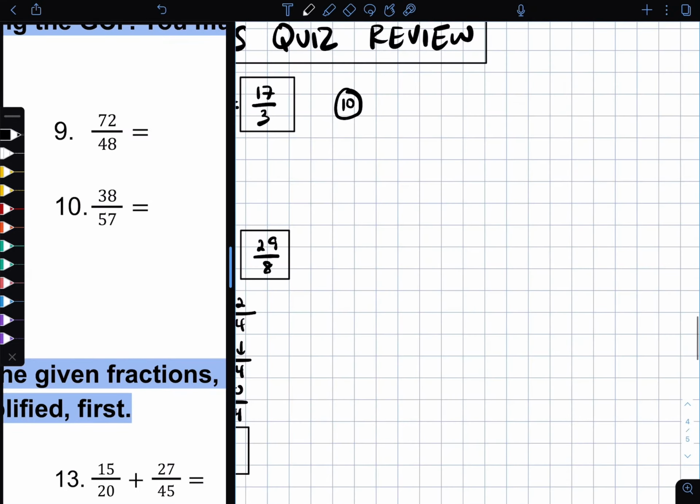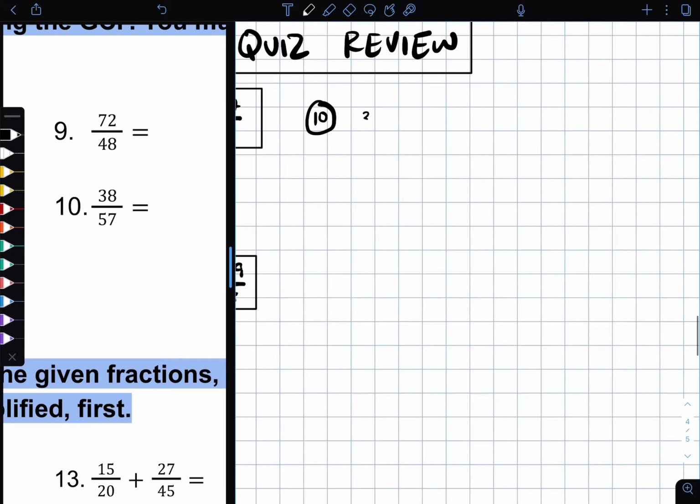Okay. Number 10, a lot of people look at it right away and have some trouble trying to simplify this one. In this case, maybe I won't use the ladder method, just because people don't see it as clearly. Looking at 38, we know it's even, so we could divide it by 2. It happens to be 2 times 19.